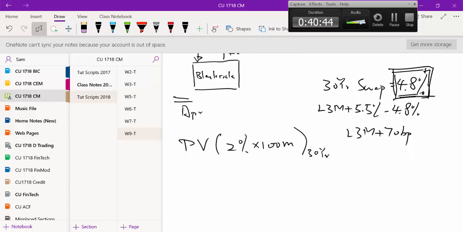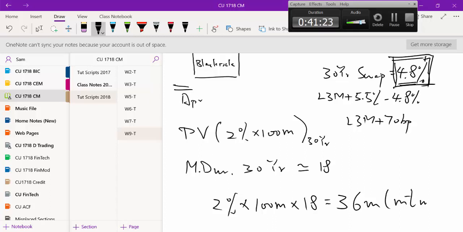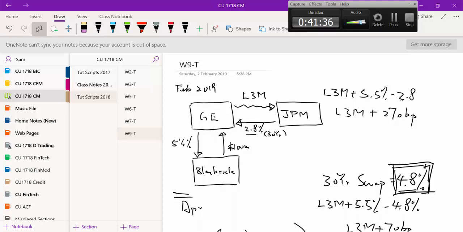And actually, the idea that you employ is the modified duration for 30 years, which is not 30. It would be approximately, let's just say 18. Then it's 2% times the amount times that. Well, you have lost $36 million on the mark-to-market. Now, don't worry if you are a bit confused. If you go home and re-watch the video, I think it'll make more sense to you. But anyway, GE is looking at a negative mark-to-market of around, let's just say, $36 million.